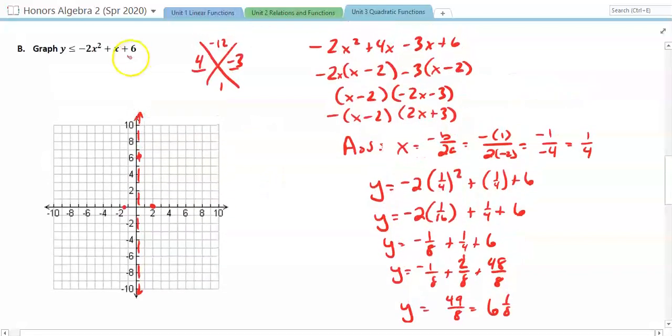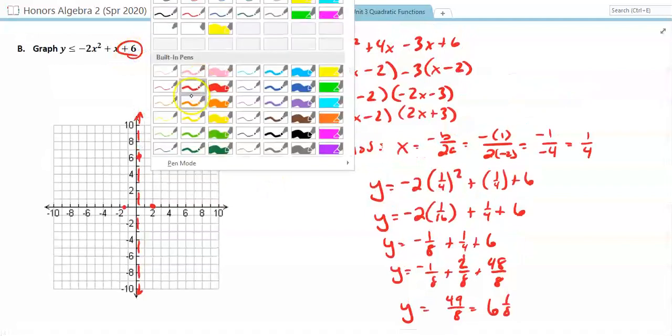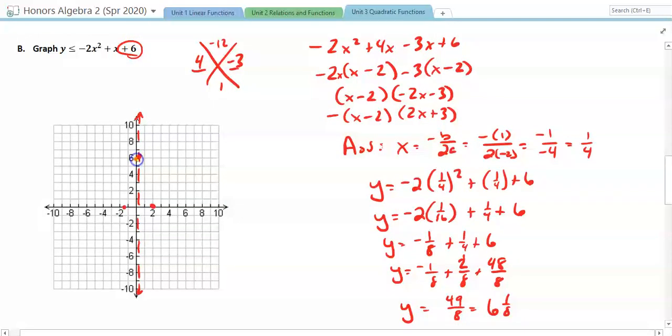And if we go back, we see that our y-intercept is at positive 6. So that point's going to be right here. And reflecting that across, that's going to be right here. And so we have 5 points there. Again, we could plug in like negative 1 and get a value and reflect it across as well. But we do have 5 points. This is equal to, so this will be a solid curve, like so.